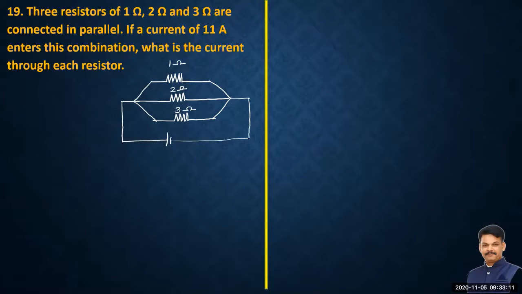Then we don't know what is the EMF of that battery or cell, and even we don't know the internal resistance. But they clearly mention what current is entering. When current I starts to enter here, it splits into 3 different currents. I1 is the current flowing through the first resistor, I2 is the current in the second resistor, I3 is the current in the third resistor. You have to calculate the current flowing through each resistor.